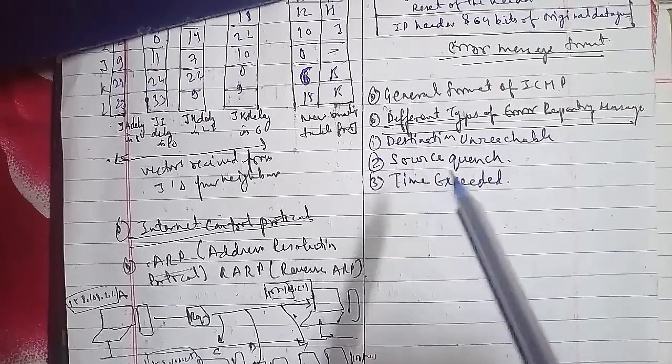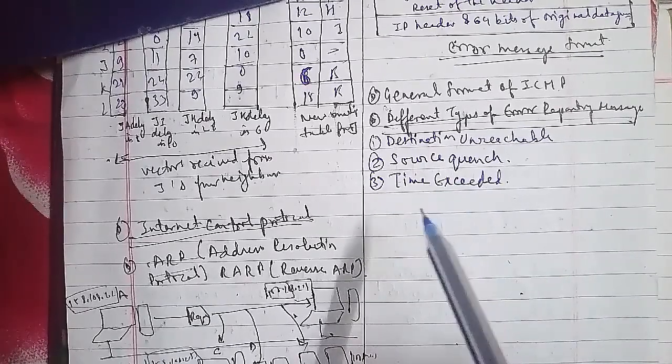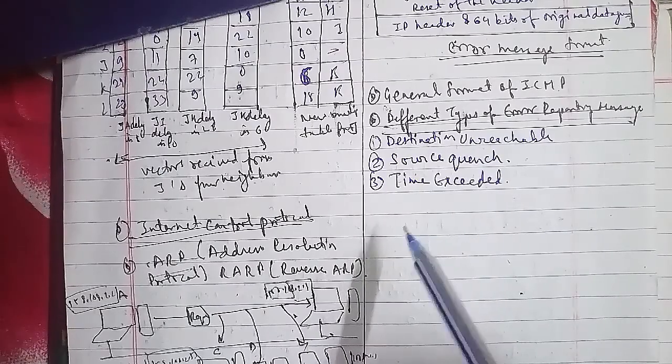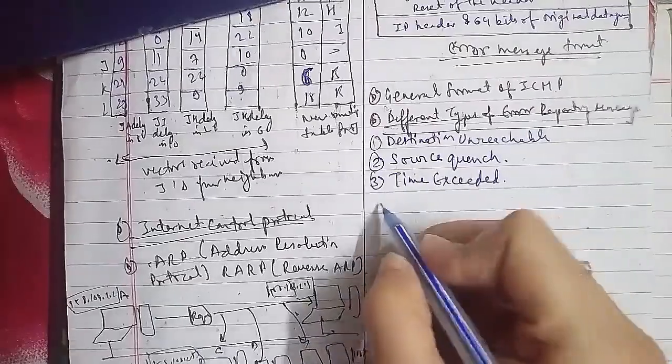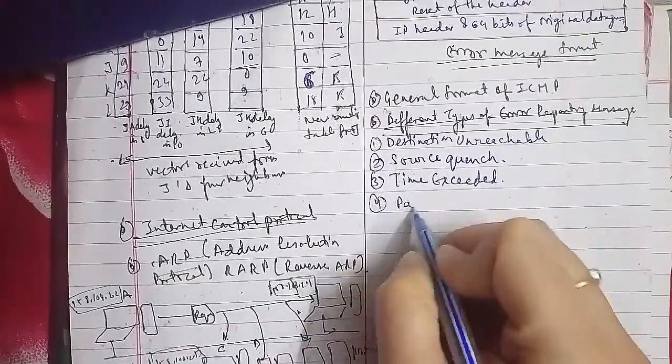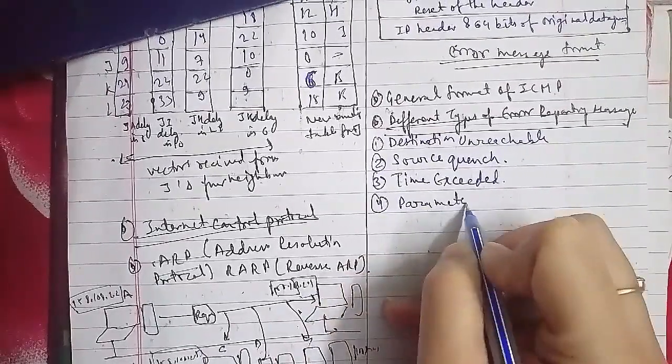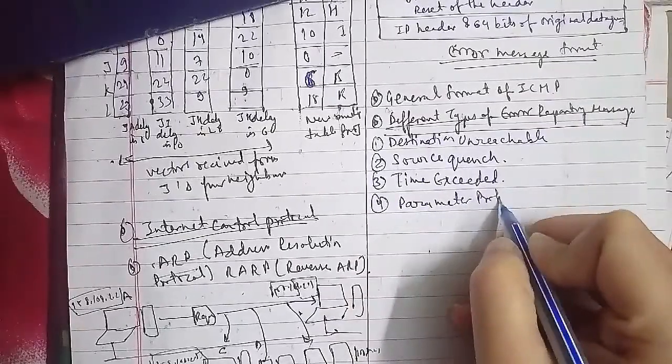The next we have is the fifth and last one, redirection. The ICMP redirect message can only be sent by routers. So these were the different types of error reporting messages.